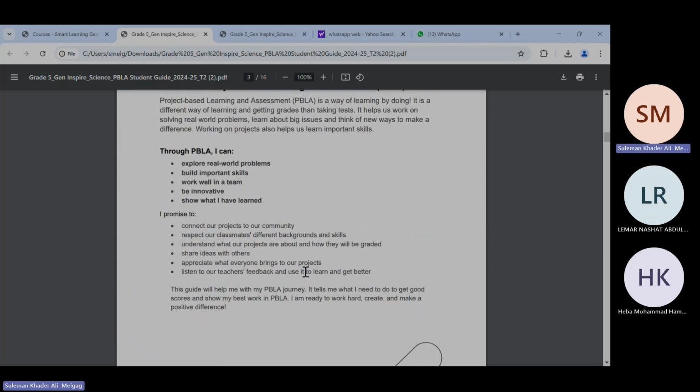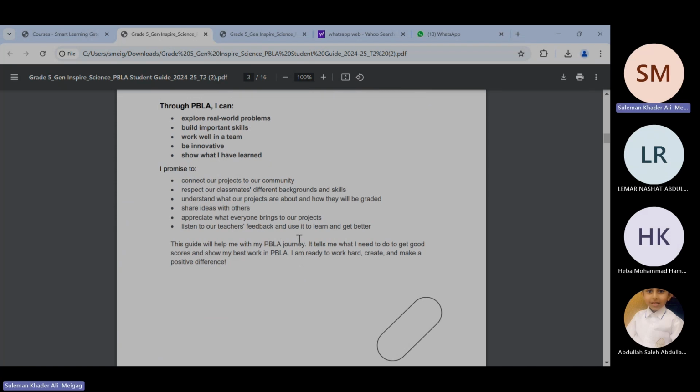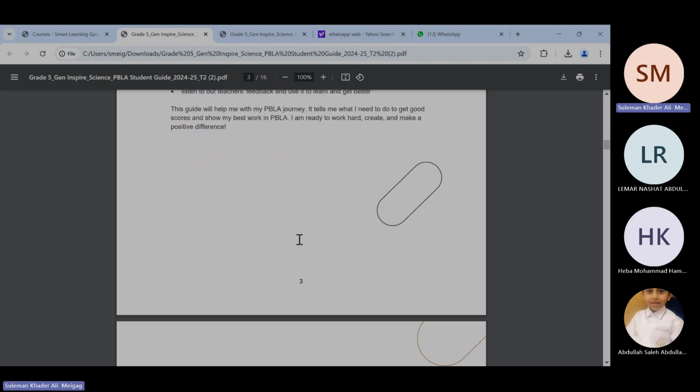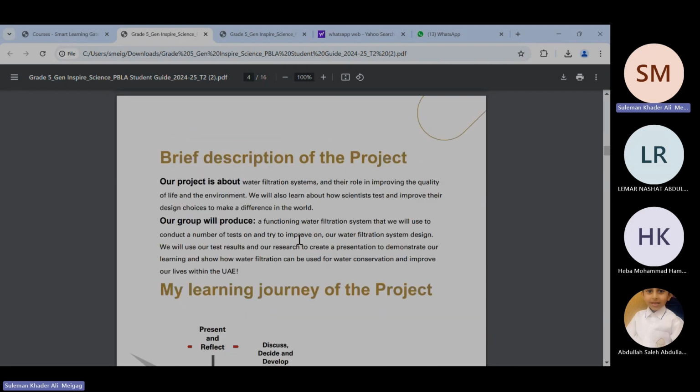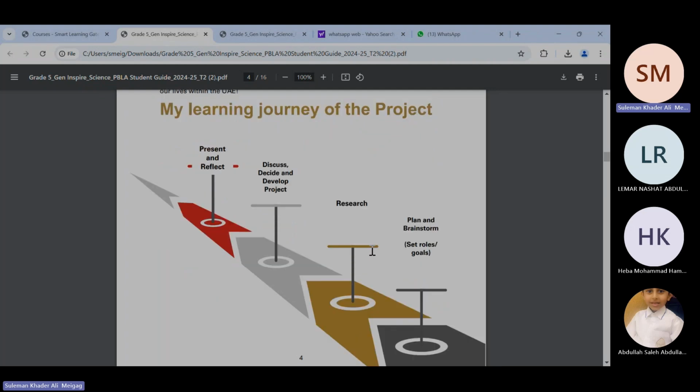So, number 1, this project is about clean water, to make clean water. Okay, so first the water is not clean. Then you will make the water clean. So let's have a look. So we will go through stages. Every week a little bit, every week a little bit.